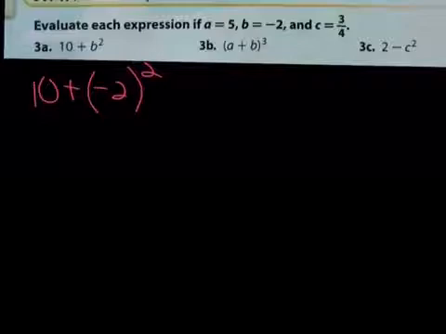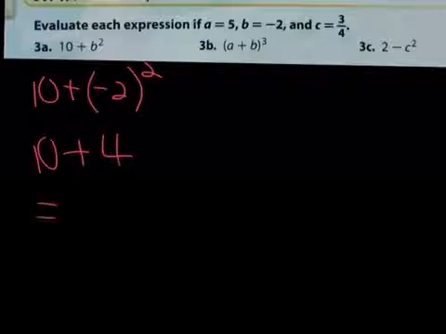Now we know that by order of operations we must do parentheses first. We have nothing in parentheses, so the next is exponents. The exponent would be negative 2 times negative 2. That equals positive 4. So then our answer is going to be simply 14.